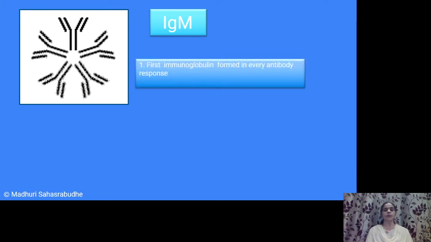And the most important property to remember: it is the first immunoglobulin formed in every antibody response. This is the first immunoglobulin formed in the fetus, at the age of 20 weeks. That is why IgM participates in the primary immune response. Its normal serum level is 5 to 8%.